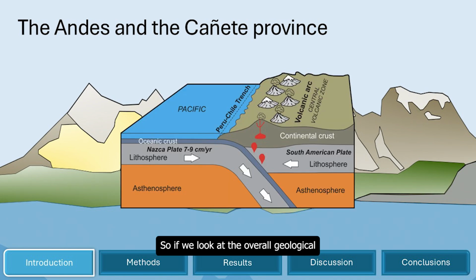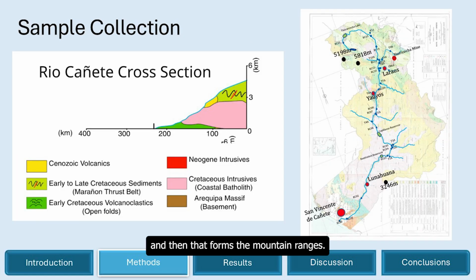So if we look at the overall geological setting of Peru, it's called subduction, which means that one plate slides over the other, and then the one that slides under heats up, and that forms the mountain ranges. And this is the catchment where Morag went and collected her samples.